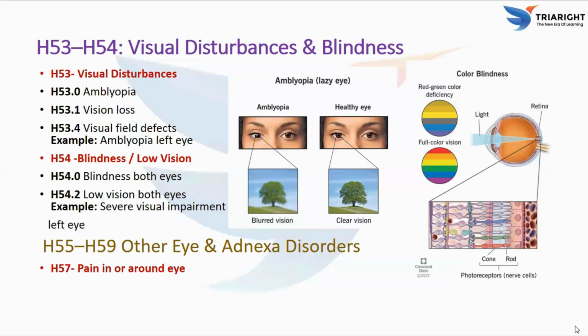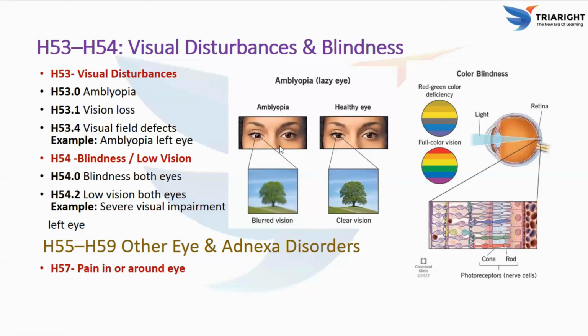Here there is a picture showing you color blindness. This slide has two types: red-green color deficiency and full color vision. In full color vision, the normal cones are working. Whereas in red-green color deficiency, the most common color blindness, the cones in the retina cannot distinguish red and green properly. So this causes difficulty differentiating certain colors. This is how color blindness works.